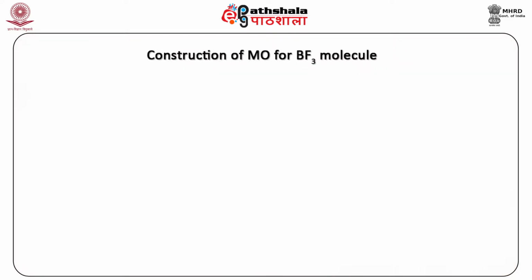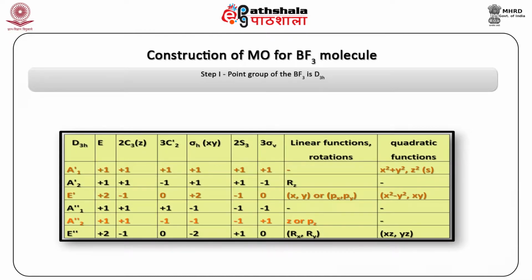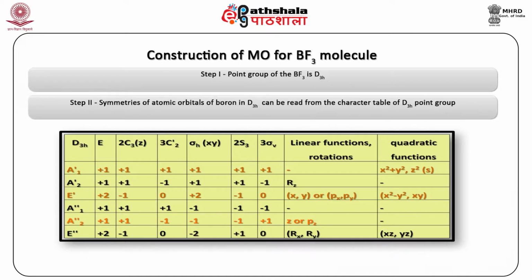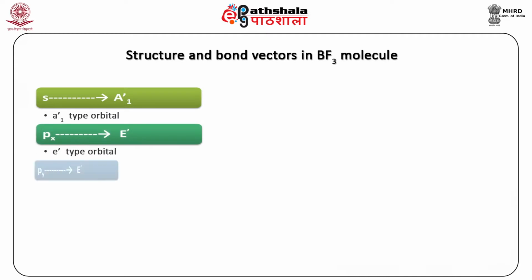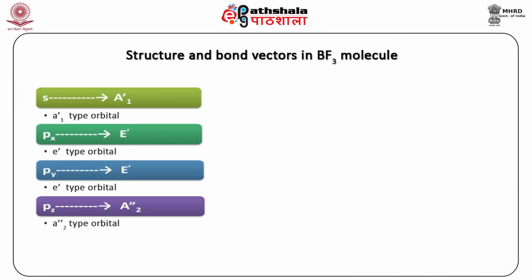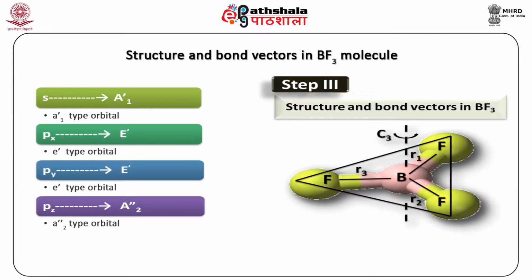Let us now continue with the same procedure. Step 1: the point group of BF3 is D3h. Step 2: the symmetries of atomic orbitals of boron in D3h can be read from the character table of the D3h point group. The character table is as shown. The symmetries of the atomic orbitals of boron are as shown. Step 3 is the structure and bond vectors in BF3, which is as shown.